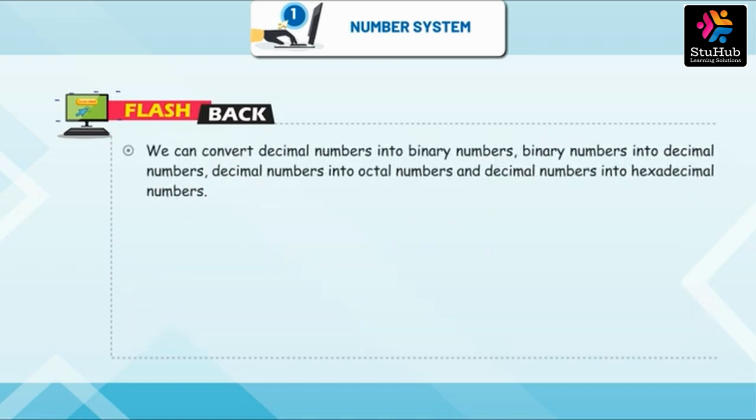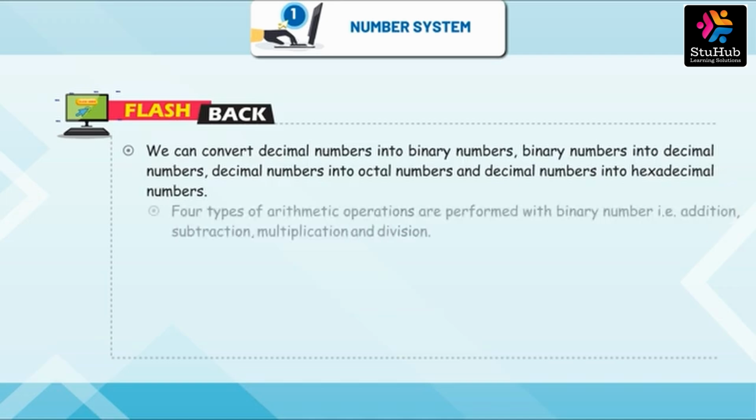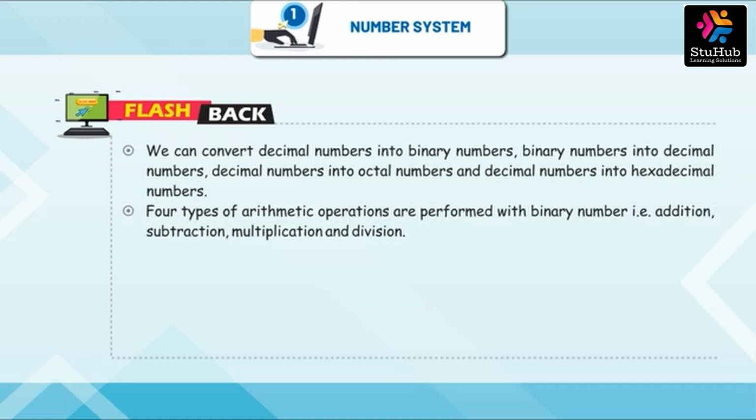We can convert decimal numbers into binary numbers, decimal numbers into octal numbers, and decimal numbers into hexadecimal numbers. 4 types of arithmetic operations are performed with binary numbers, that is addition, subtraction, multiplication, and division.